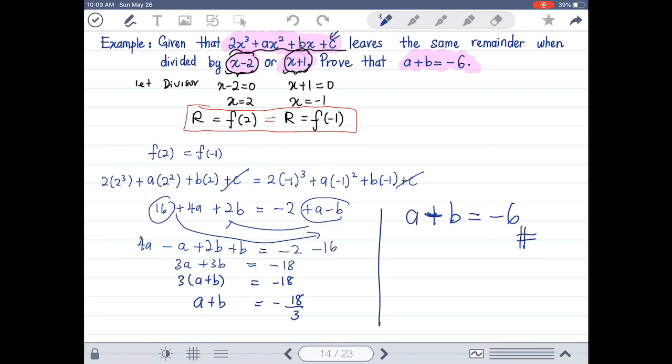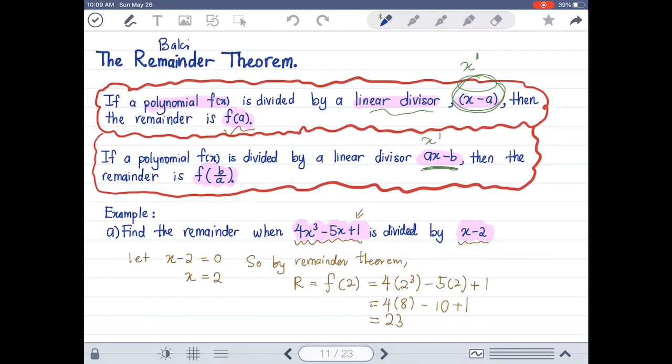Let's get back to our remainder theorem again. If a polynomial f of x is divided by a linear divisor, then the remainder is just f of a. It's more about doing more exercises and you will understand how we want to use the remainder theorem.